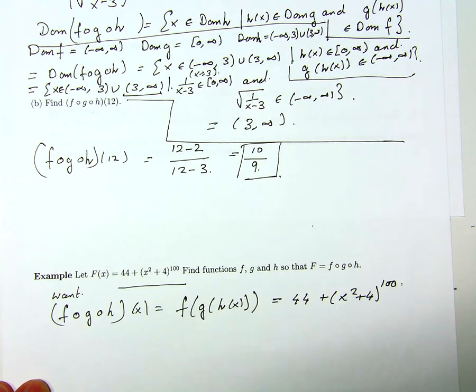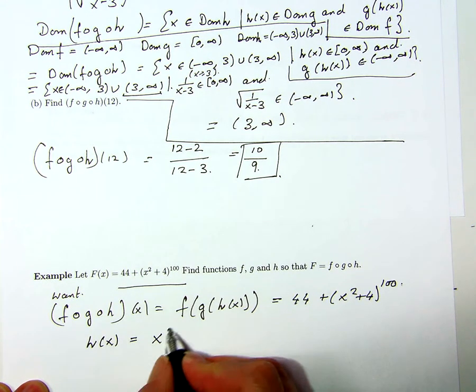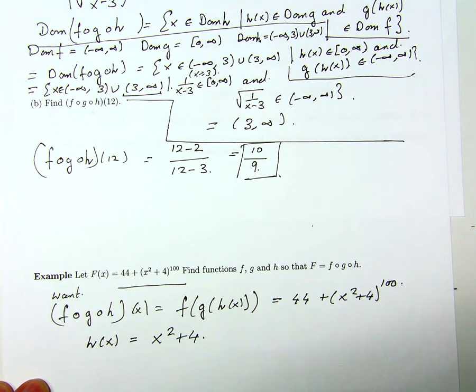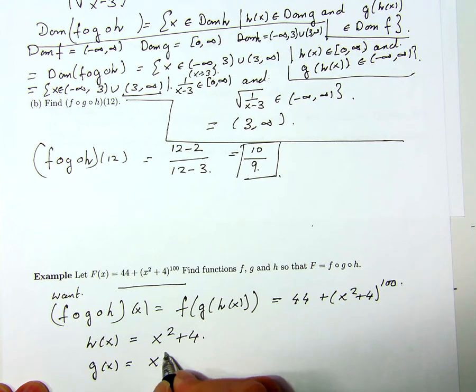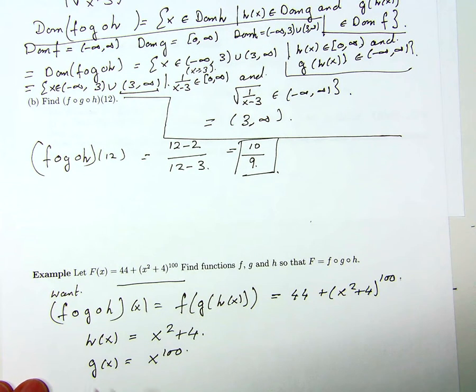So again, there's a bit of guesswork. Starting inside the brackets is a good place to go. So I'm going to try for h of x equals x squared plus 4. And now the next step would be to raise that to the power of 100. So I'm going to let g of x be the power function, x to the 100. And finally, I'm going to let f be the function which just adds 44 to anything. So f of x is 44 plus x.